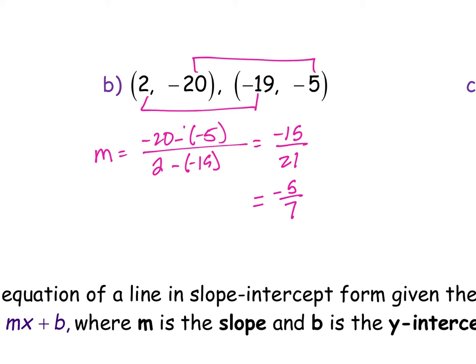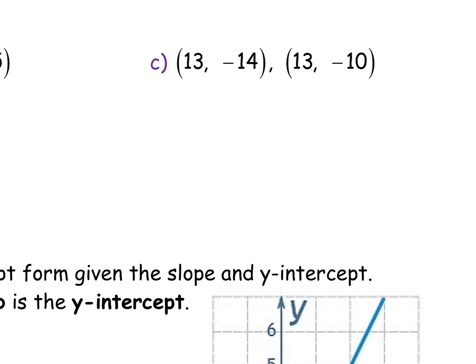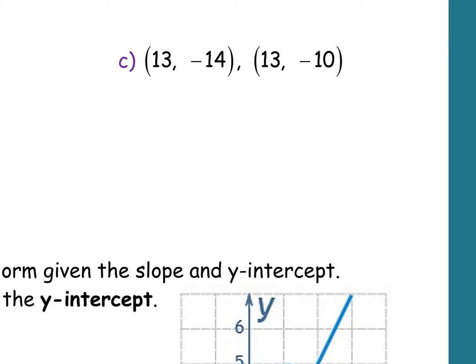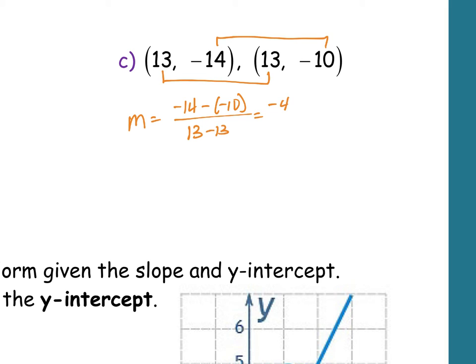Okay, and C, so again, slope is going to equal negative 14 minus a negative 10 all over 13 minus 13, which gives me negative 14 minus a negative 10. Anybody? Negative 4. 13 minus 13, zero. What's my slope? Zero? Nope. Undefined. Thank you.